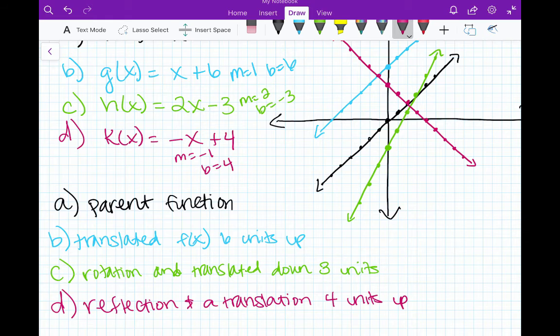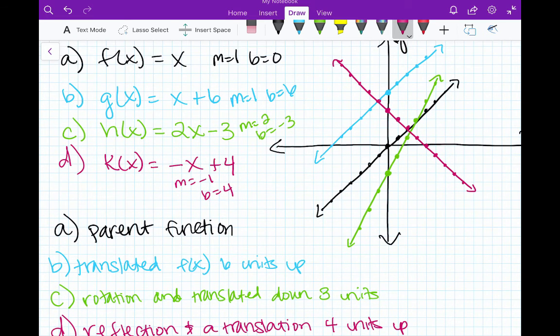Again, we'll always compare a function to the parent function unless it asks us otherwise. And if it asks us to compare between 2 specific functions, we can do that. For instance, between g of x and h of x, that would be a rotation and a translation. The translation would actually be 9 units down. From 6 to -3 is down 9 units.